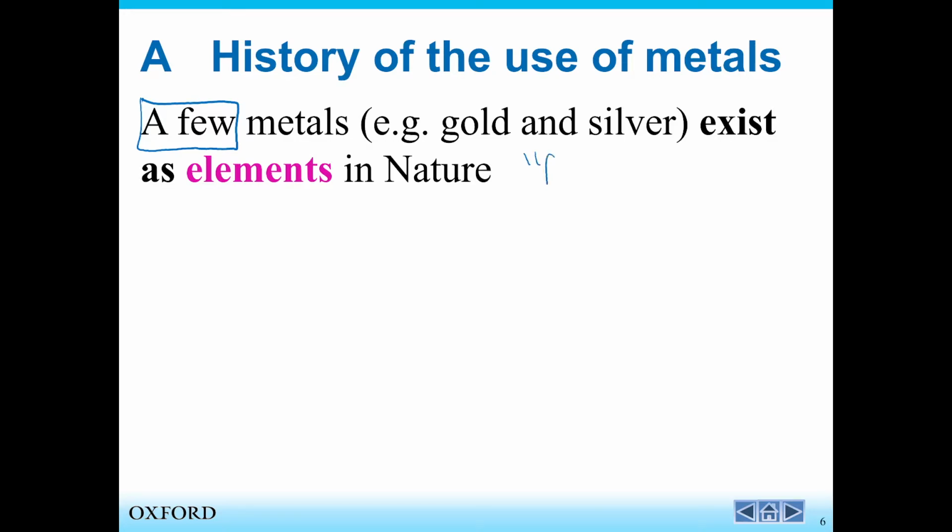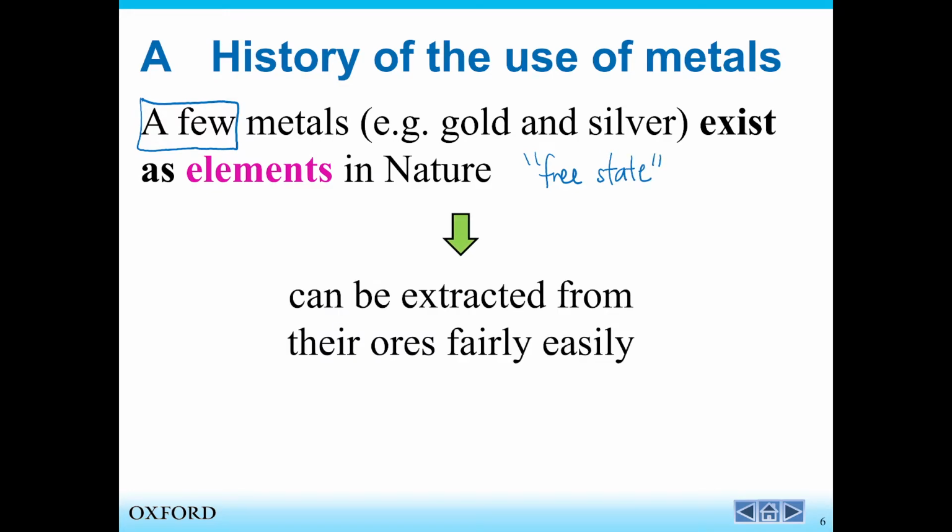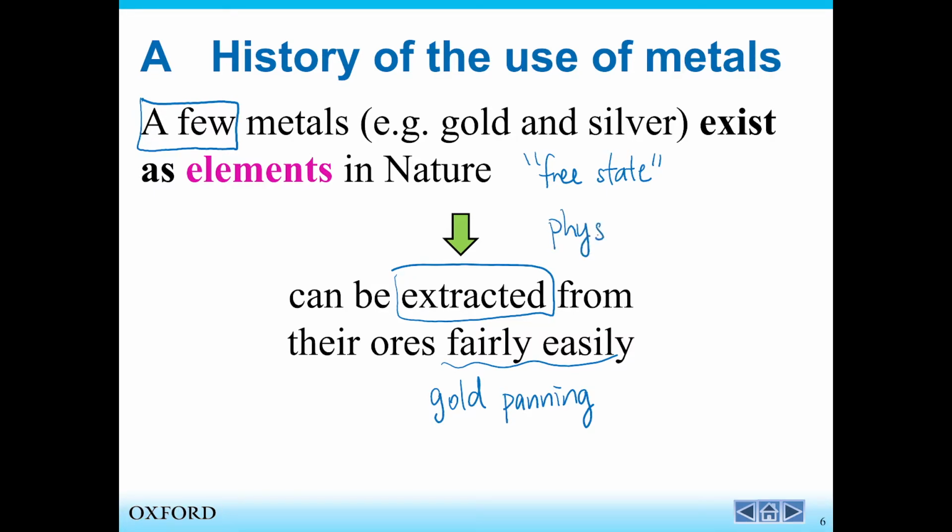What does that mean? I prefer to use the words free state. So they are usually by themselves, and they're very, very easy to extract. Probably you've heard of something called gold panning. Later on, you'll be learning this in the coming few topics. Primarily for a few metals, you can extract them because they're by themselves. Like gold ore, you'll only find gold in it. Silver ore, you'll only find silver in it. So it'll be that simple. And most of the time, you're just going to use some physical method to extract these metals. One example of a physical method is this gold panning that I was talking about.